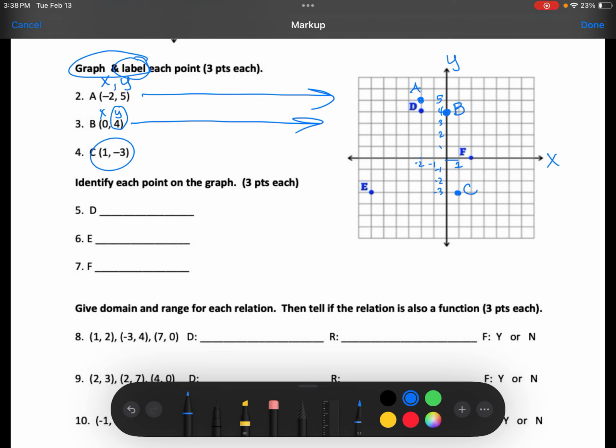So you should have labeled A, B, C. That's what it should look like on your graph. If you have them in a different location, that means you need to practice graphing and labeling each point. And you will get more of that practice on your review in the book that's for homework.